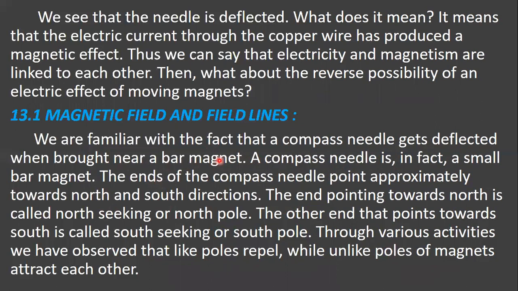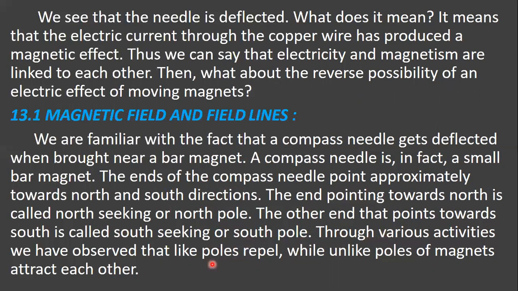The ends of the compass needle point approximately towards the north and south directions. See, the ends of the compass needle always point towards the north and the south directions. The end pointing towards the north is called the north seeking or north pole, and the other end that points towards the south is called the south seeking or south pole. There will be two poles, children, in the compass needle, north and south pole.